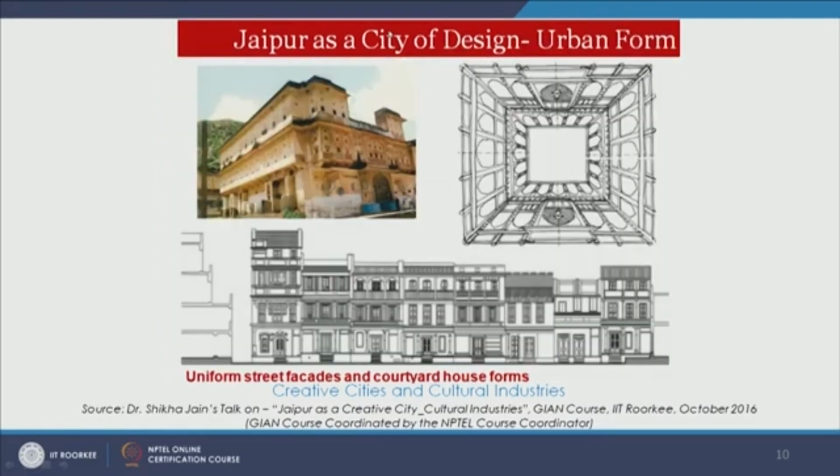Then Jaipur is also seen as a city of design, and it has a very unique, distinct urban form, and we can see different palaces and forts and its different cultural landmarks. We also see the topography where they are situated. So there is a uniqueness to them, and Jaipur is seen as the city of design.